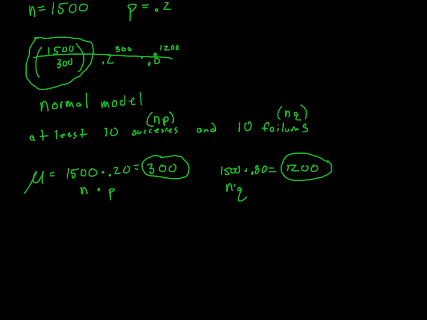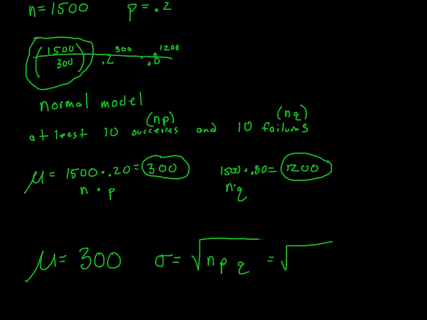So what do I need to use the normal model? Remember, I need an expectation. How many successes do I expect? Well, that was n times p, or 300. But everything varies, so I also need a standard deviation here. And remember, the standard deviation here is the square root of n times p times q. So to find my standard deviation, that's going to be the square root of 1,500 times 0.2 times 0.8. This will tell me how much that's going to vary. So that is 15.4919.